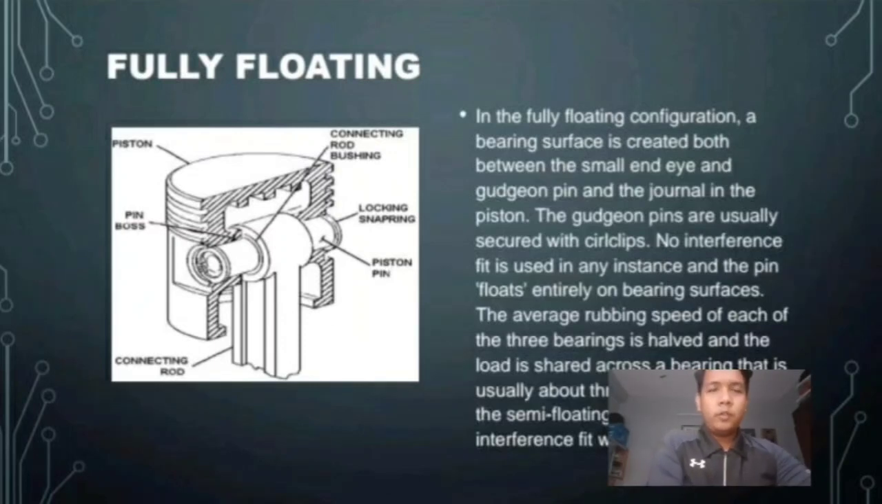In the fully floating configuration, a bearing surface is created both between the small end eye and gudgeon pin and the journal in the piston. The gudgeon pins are usually secured with clips. No interference fit is used in any instance, and the pin floats entirely on bearing surfaces. The average rubbing speed of each of the two bearings is half, and the load is shared across the bearing, that is usually about 3 times the length of the rod, compared with the semi-floating design with an interference fit with the piston.